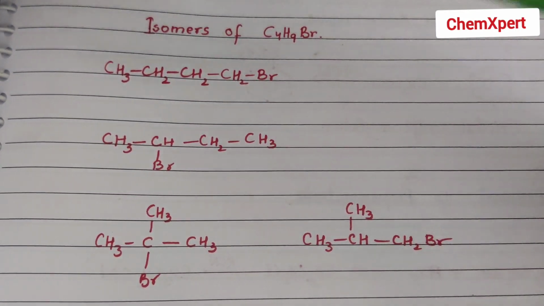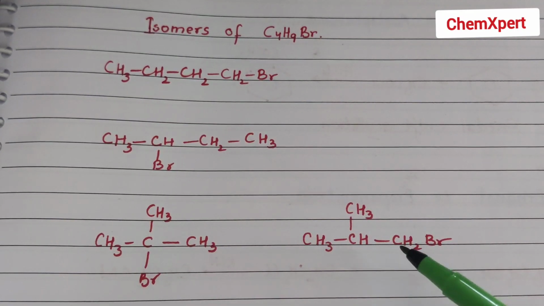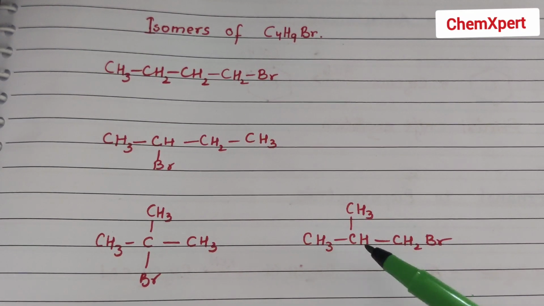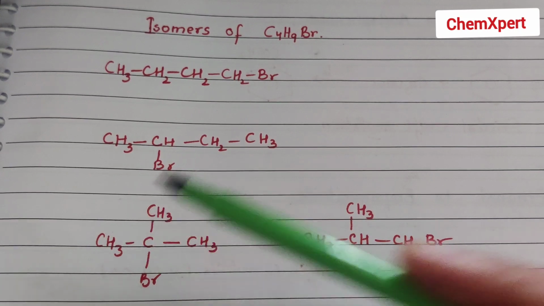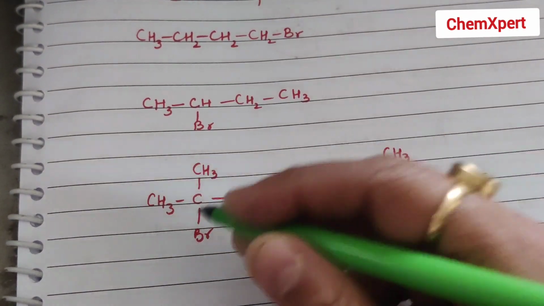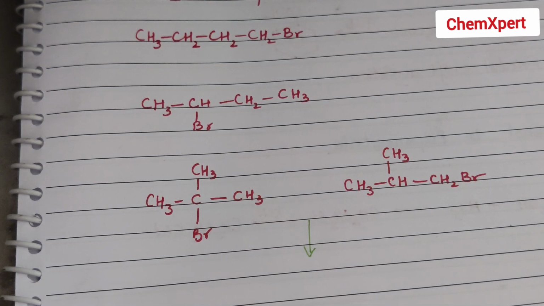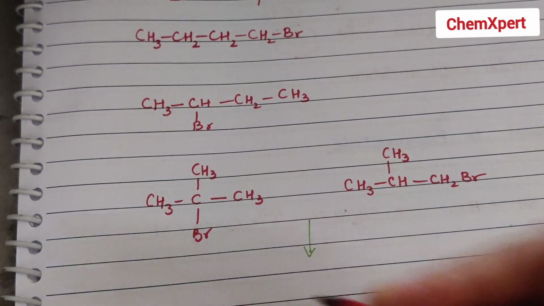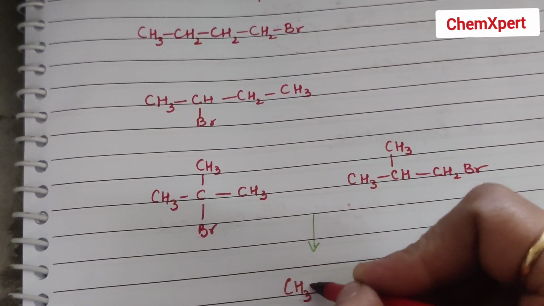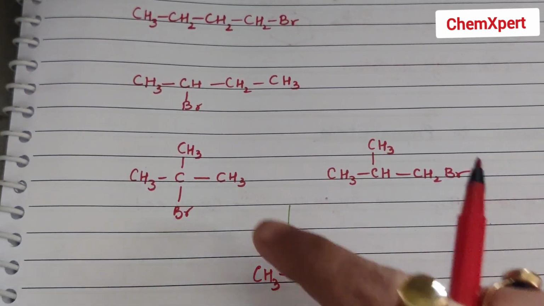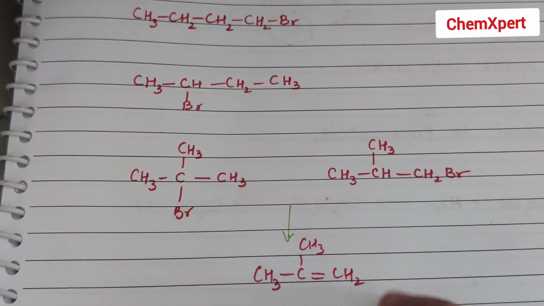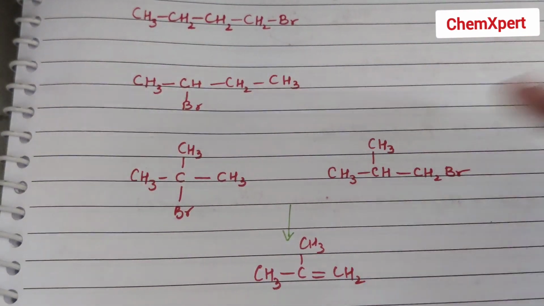Beta elimination will give rise to an alkene. Now these last two examples: beta elimination means H from here, Br from here, and double bond on this side. Again in this case, H from here, Br from here, so again the double bond on this side, and we get 2-methylprop-1-ene in both cases. So when we eliminate, in both cases the product will be CH3, C, CH3, double bond, CH2. So both isomers on beta elimination give the same product. So this is the answer, and it is very important.